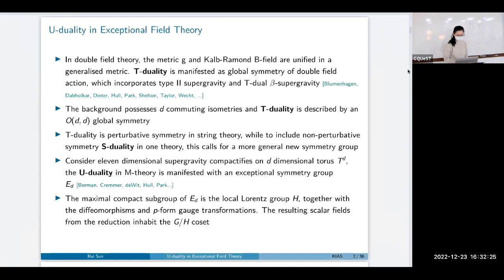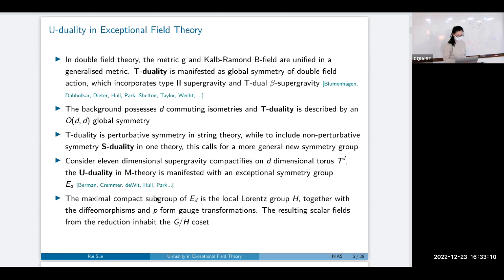From the basics, T-duality is manifested as a global symmetry in double field theory, which incorporates both the type II supergravity and also the so-called T-dual beta supergravity. This T-duality represents the commuting isometries and manifests as an O(D,D) global symmetry in the double field theory. If we consider further and want to unify the S-duality in terms of U-duality, then we would need to go on with the exceptional field theory, representing the U-duality from M theory.